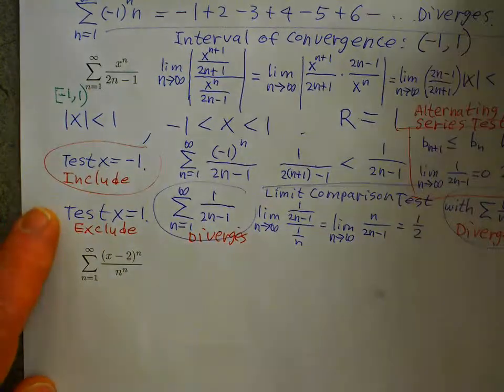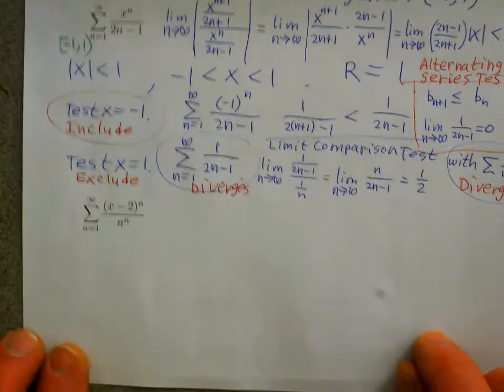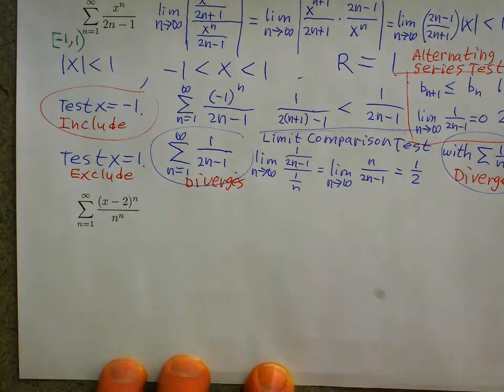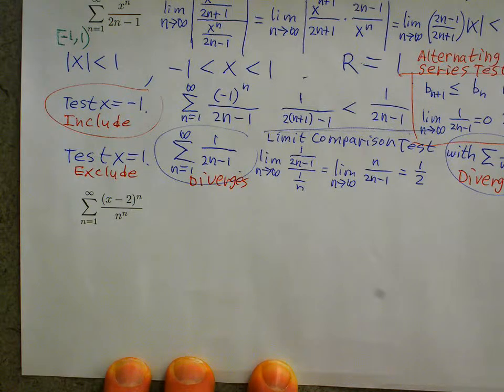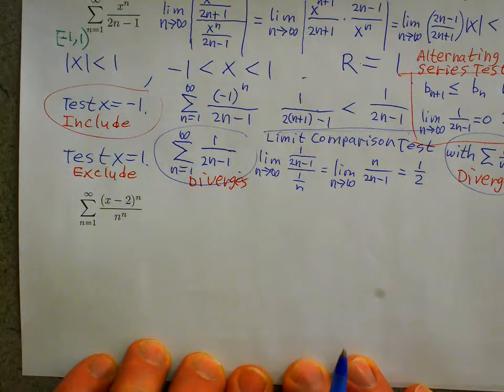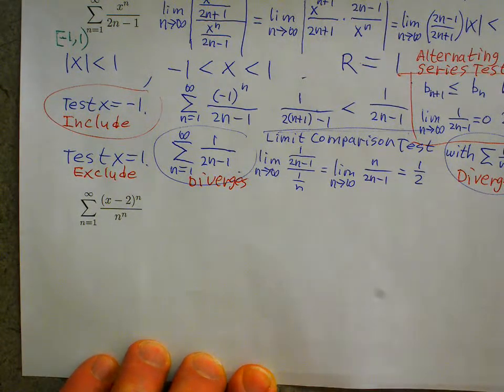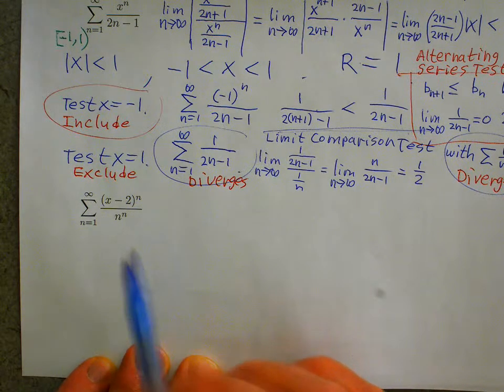Okay, let's work on the next example. So we have the infinite series. The terms are the binomial x minus 2 to the power n divided by n to the n. So this is a clear case where we should use the root test.